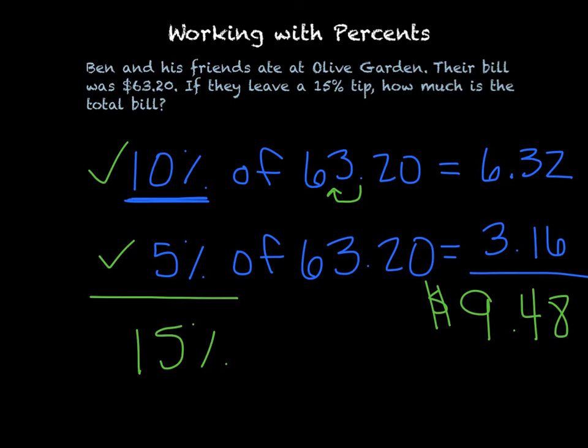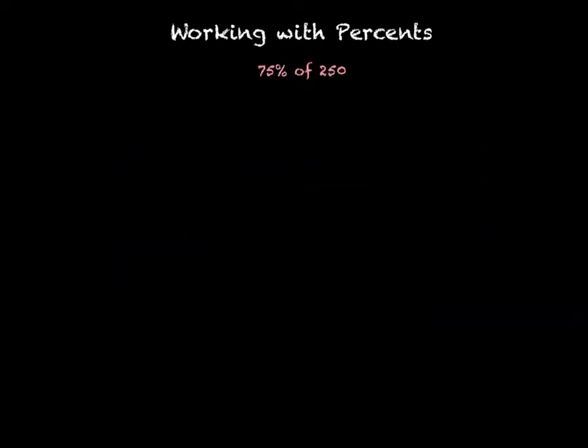This is one of my favorite ways, and I would argue that most adults, this is what we use when we're walking through the store or if we're at a restaurant trying to figure out a bill. We would find 10% of it, cut that in half, add them together, and then figure out your tip. So just a cool little way to do it.